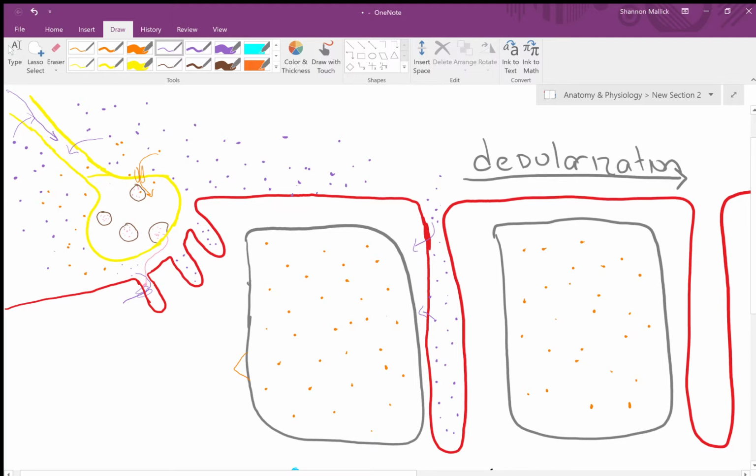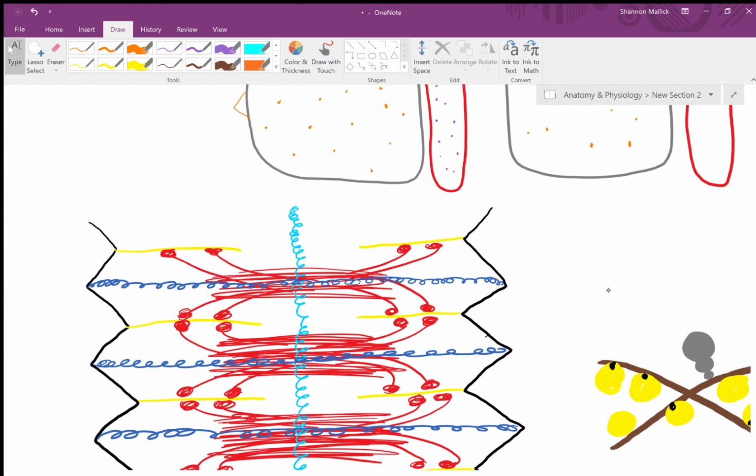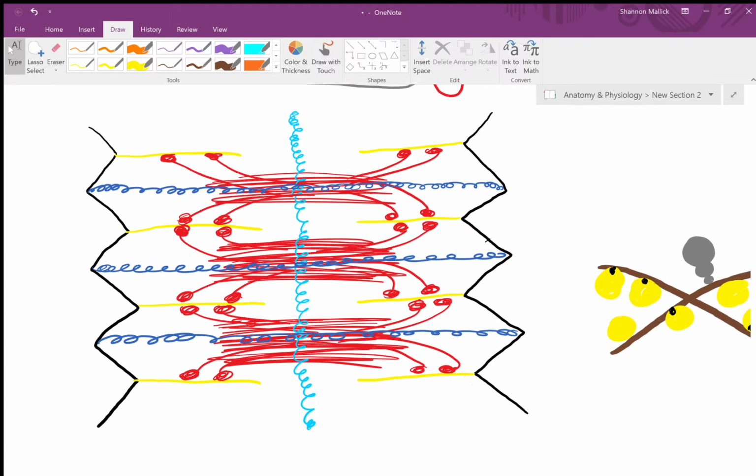Once the sodium enters the muscle cell, it triggers the calcium channels in the sarcoplasmic reticulum to open, which allows calcium to exit the sarcoplasmic reticulum and enter the muscle cell. We're going to go look at a sarcomere now.